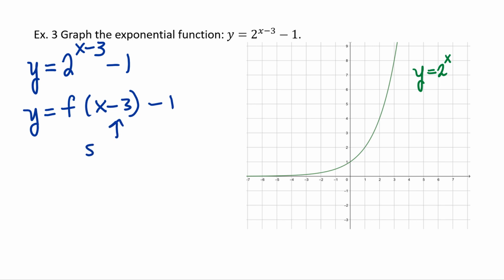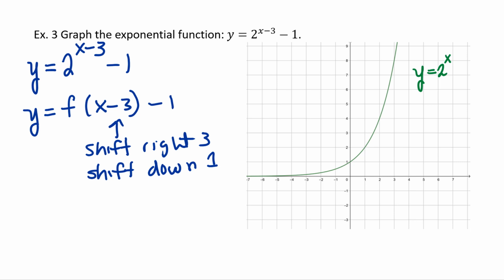The minus 3 is a shift to the right 3 units. The minus 1 is a shift down 1 unit. So let's make those transformations. I'll begin with the horizontal asymptote. For y equals 2 to the x, the horizontal asymptote is the x-axis, or y equals 0. The shift down 1 tells us we move the horizontal asymptote down 1 unit.